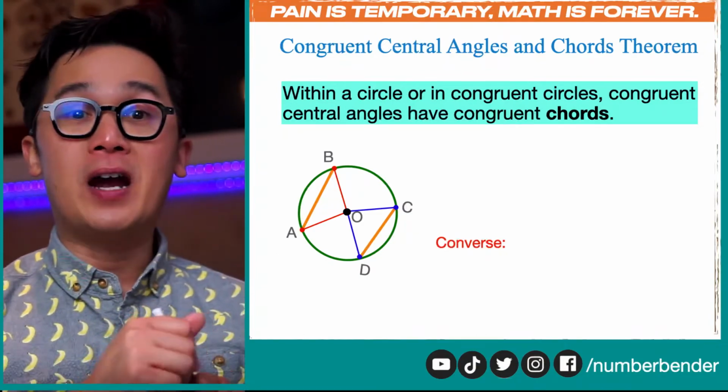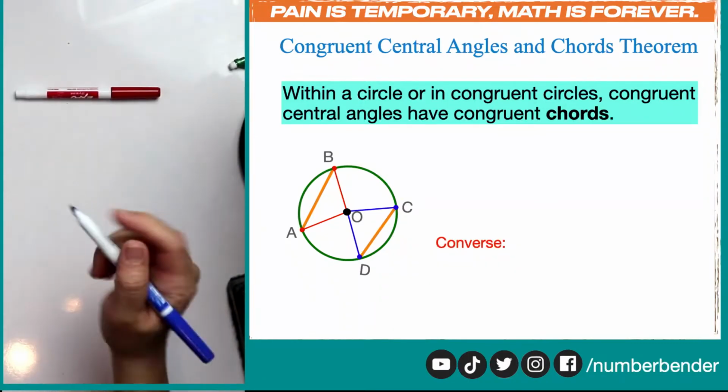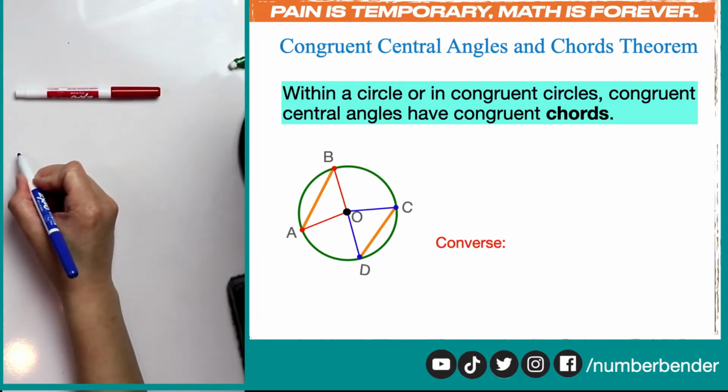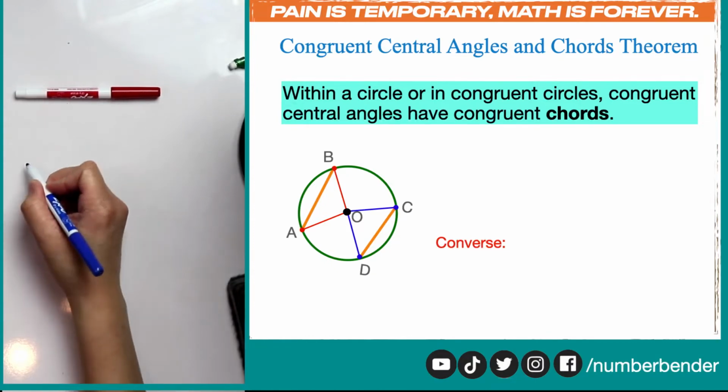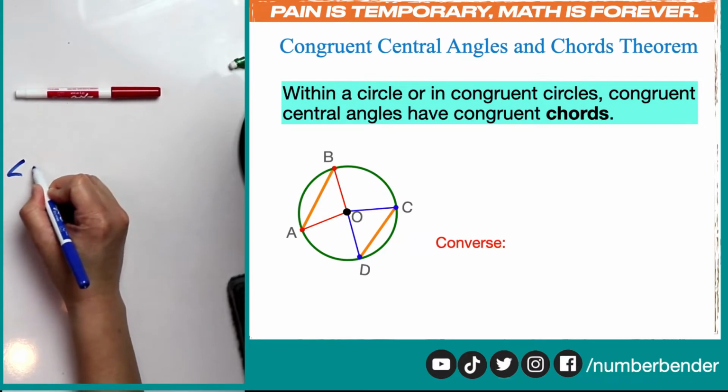And if we're going to write this out in notation form, that's why we need to know how to write our theorems. So according to the theorem, central angles have congruent chords in a similar circle or in a congruent circle. So let's start with central angle AOB.